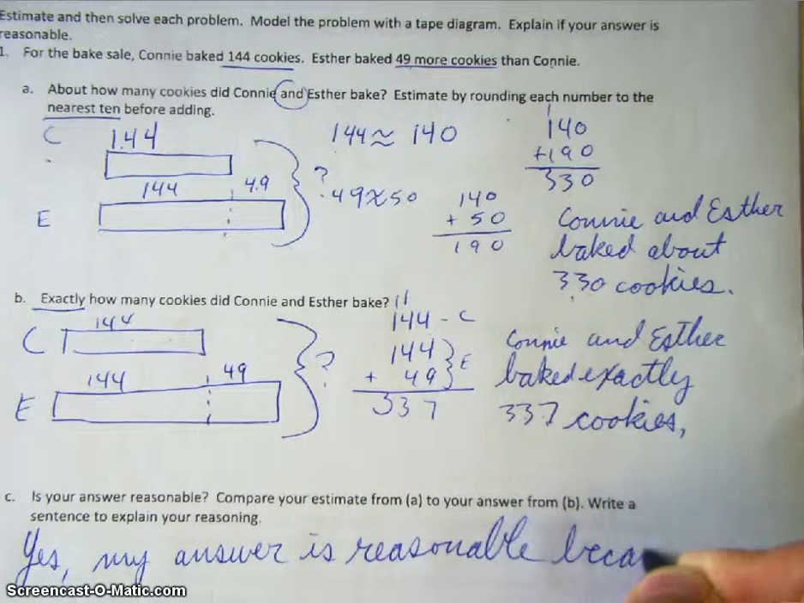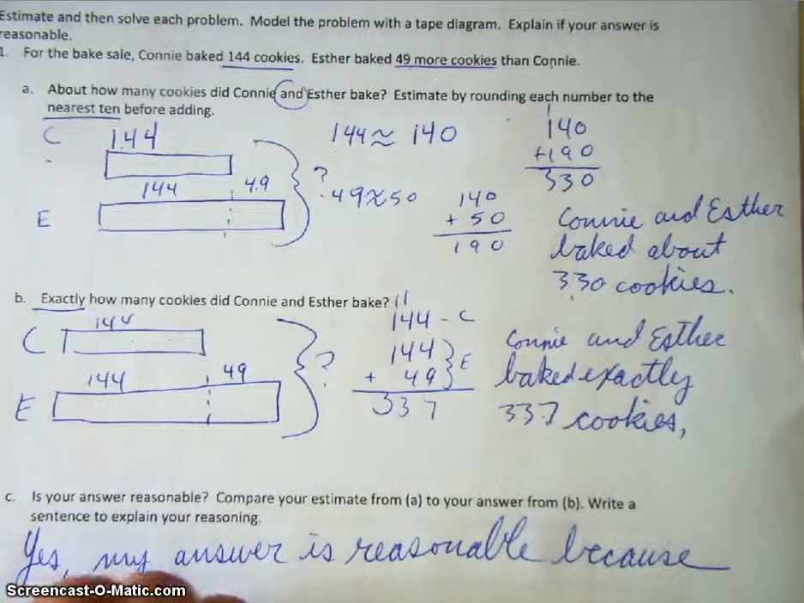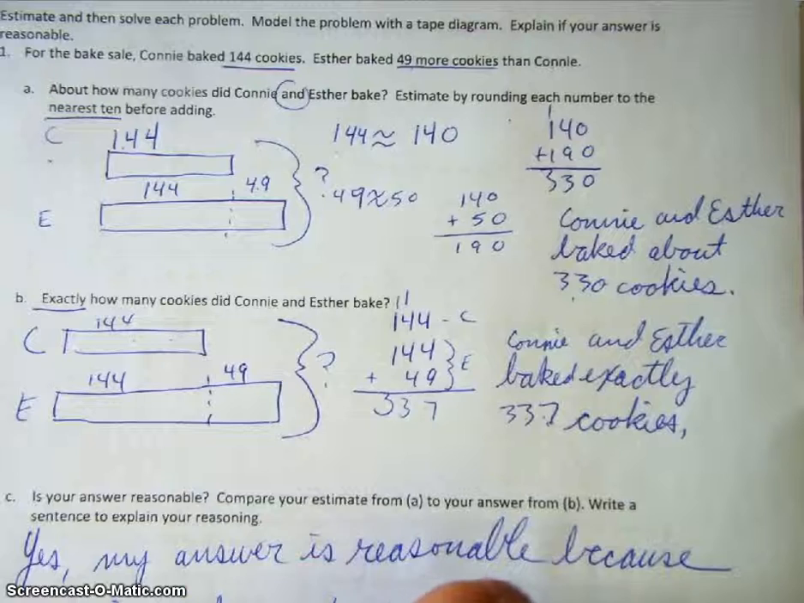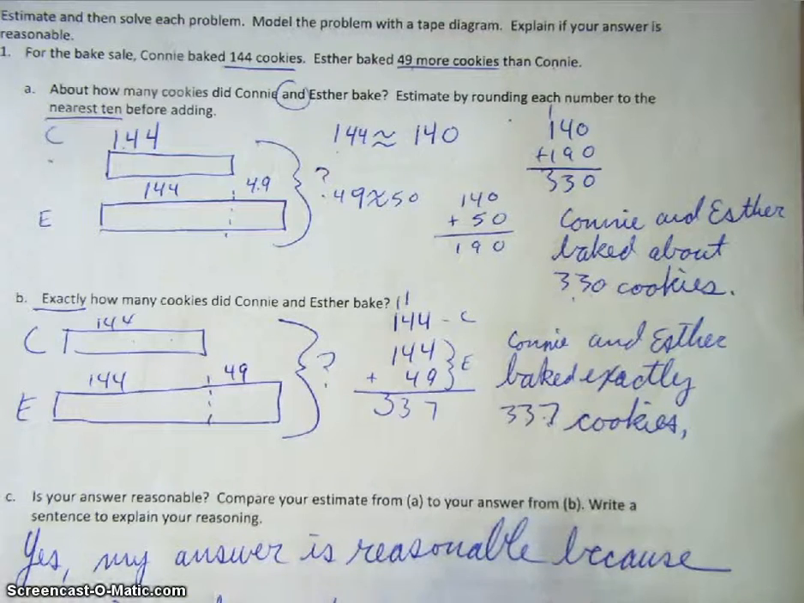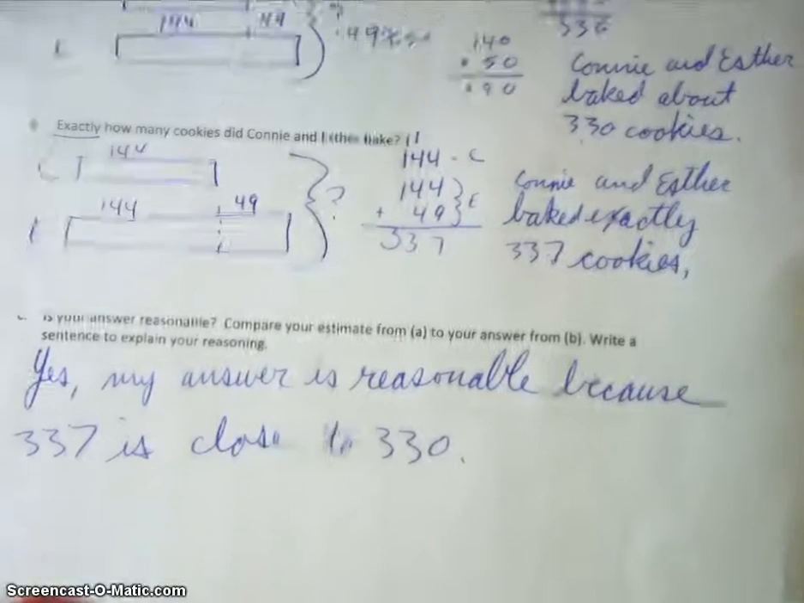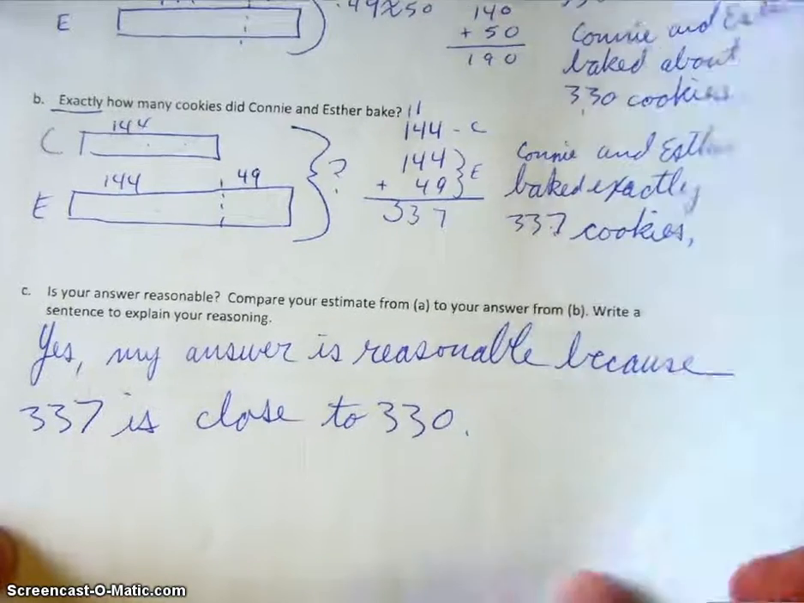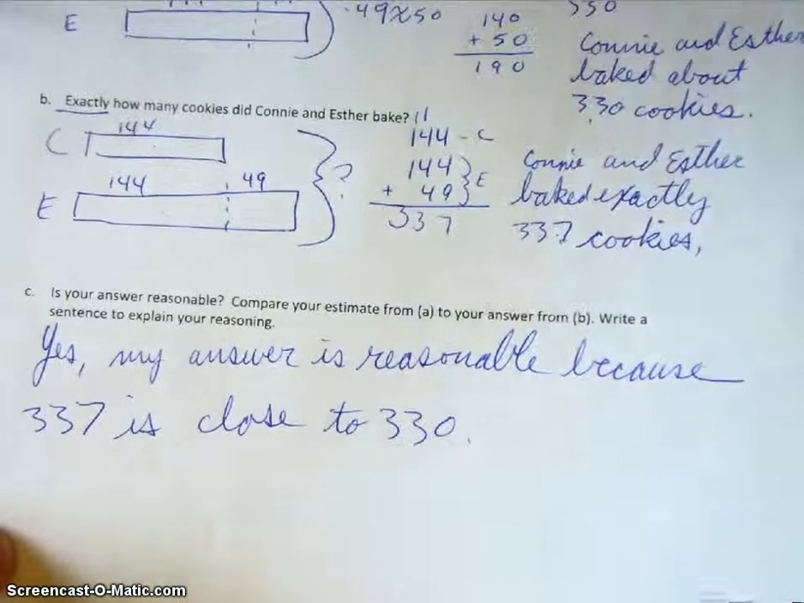Because 337 is close to 330. Again, it wouldn't round to 330, but it is pretty close. Okay, it's only 7 away. All right, so next problem here.